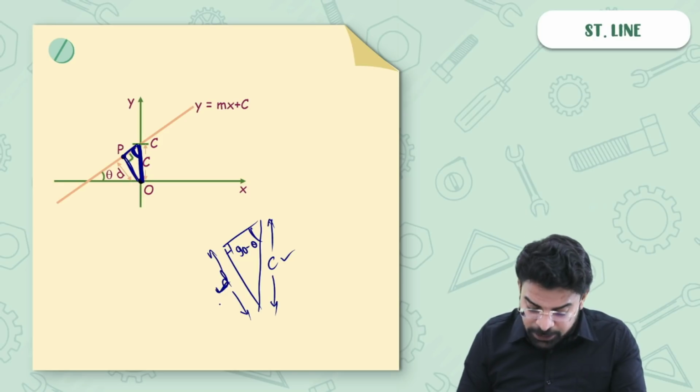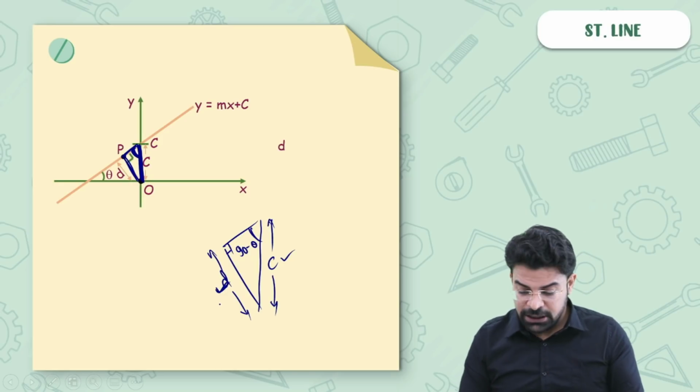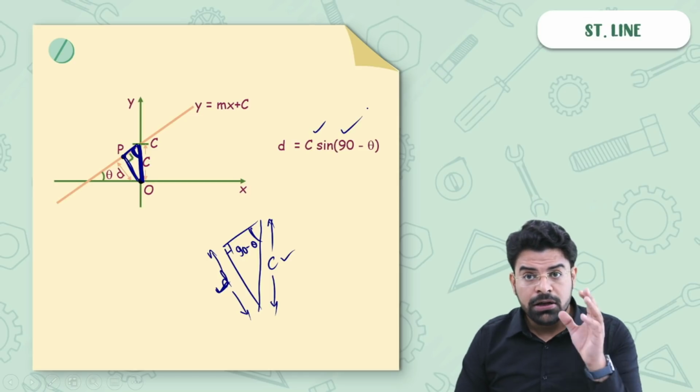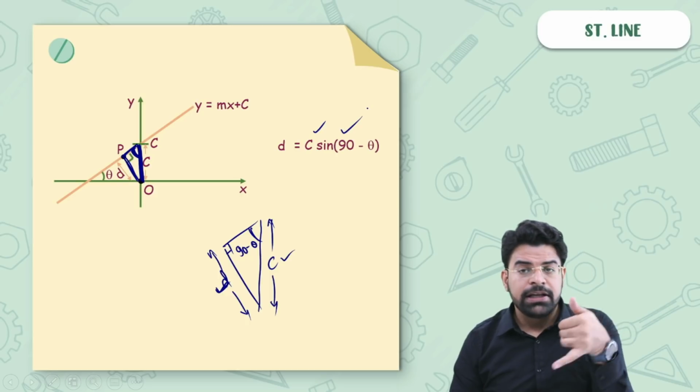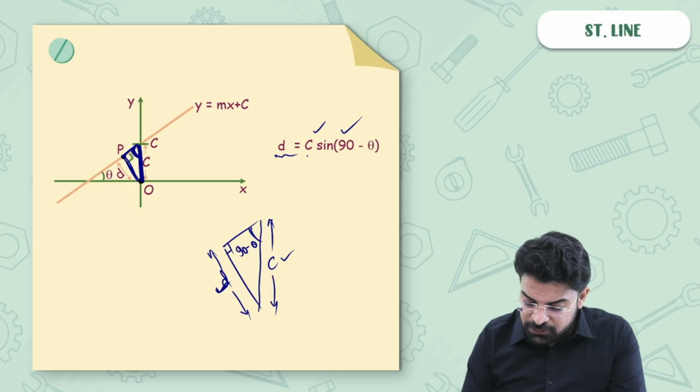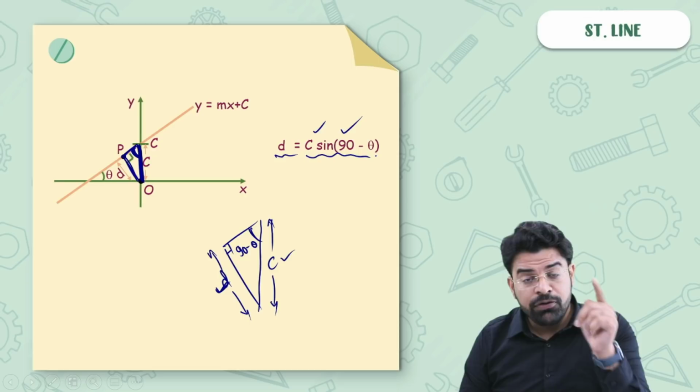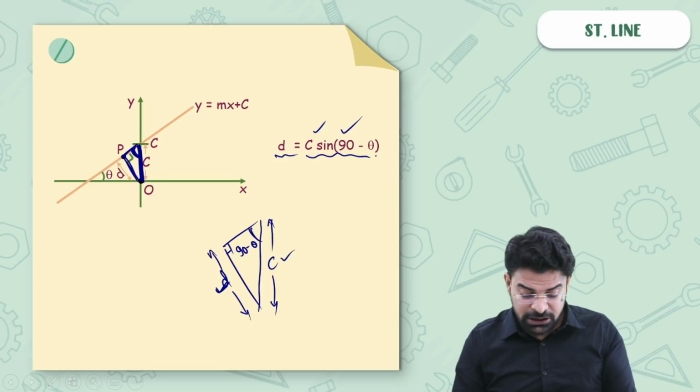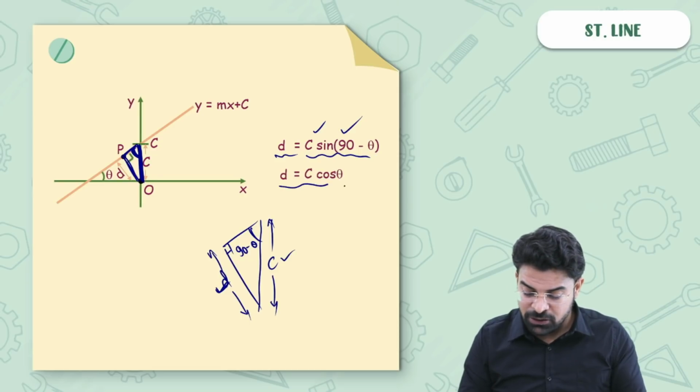As D is the perpendicular for the angle 90 minus theta, we can say that D has to be equal to C sine 90 minus theta, using what we learned about how to take the components earlier. So D equals C sine 90 minus theta. And we know that sine of 90 minus theta is cos theta. So D is nothing but C cos theta.